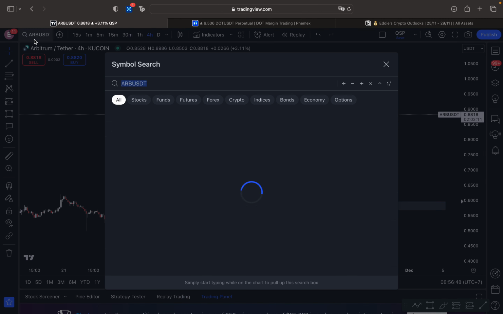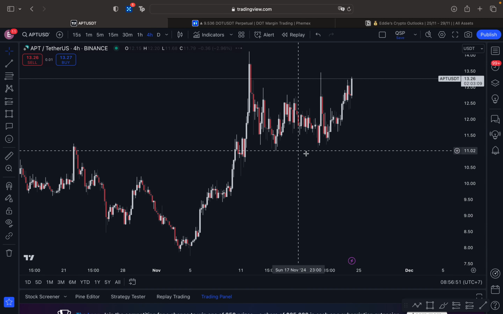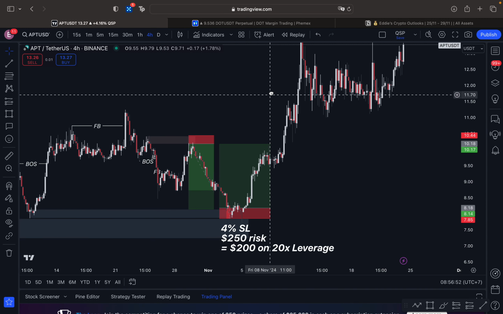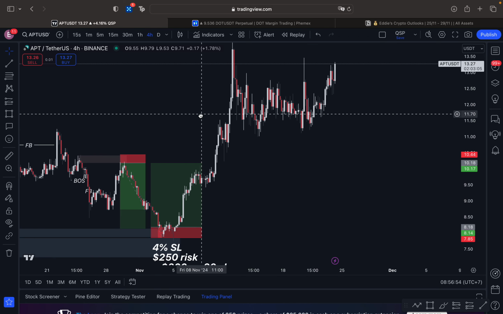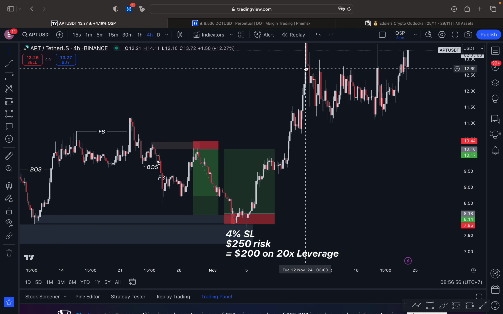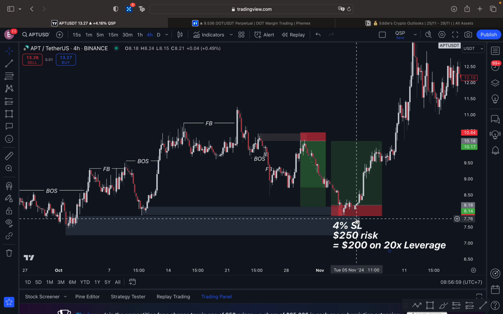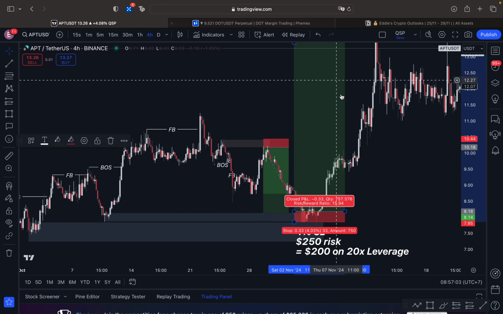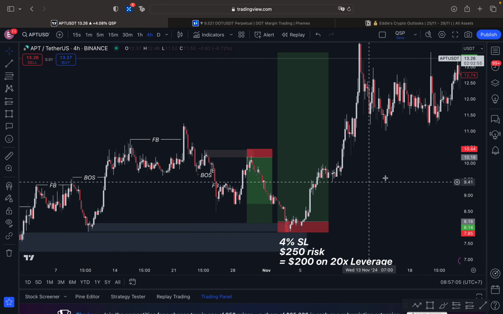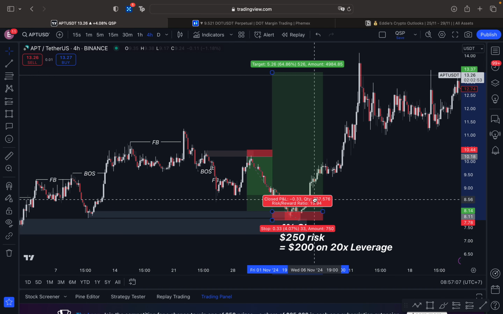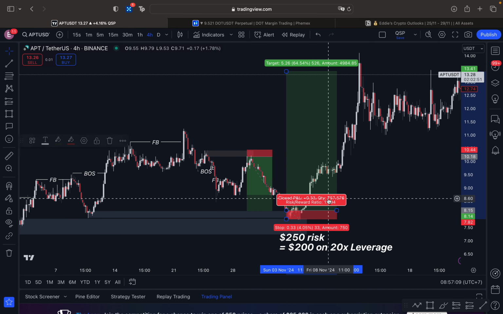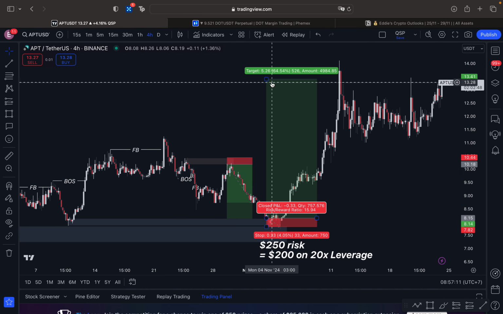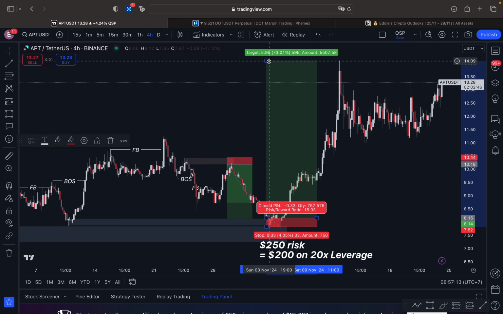APT. Nothing here as well. This is a previous trade I took. I took a loss. And then it ran all the way here. 1 to 16. It was a $250 risk. And then I would have made how much? That's alright.